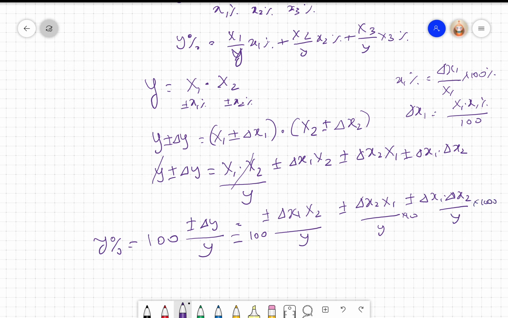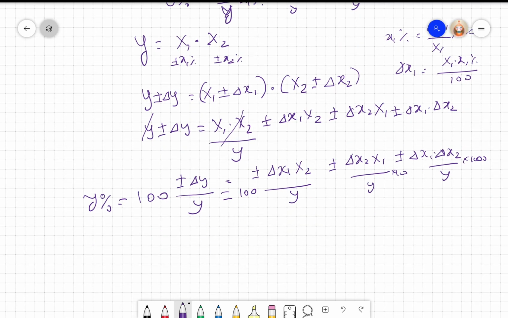Now I take this particular value. So this is, I put x2 by y, this is delta x1 into 100, right?